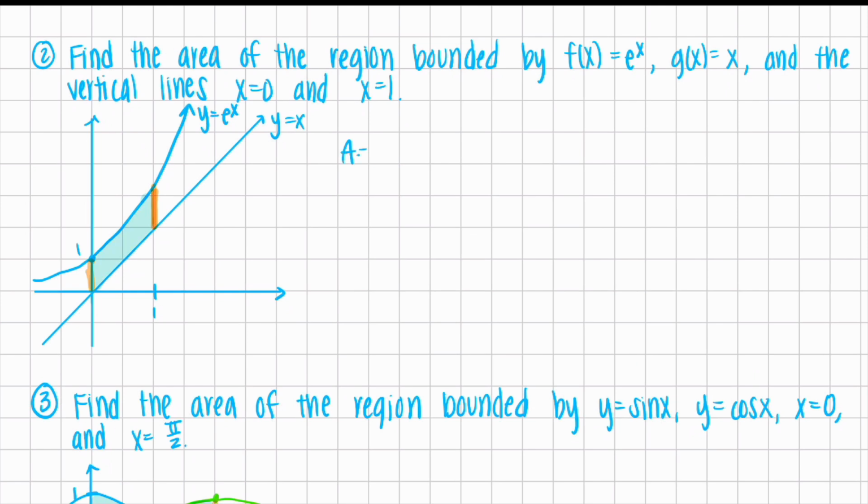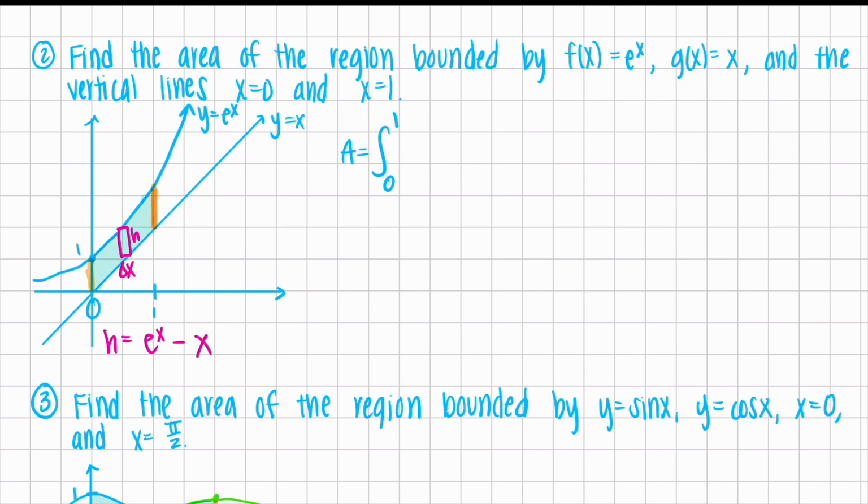So I'm going to go straight to my area. I want the area from x equals 0 to x equals 1, so those are the bounds of my integral. And if I draw my rectangle, my height is going to be my top function minus my bottom function. Your top function is your e to the x, and your bottom function is y equals x.